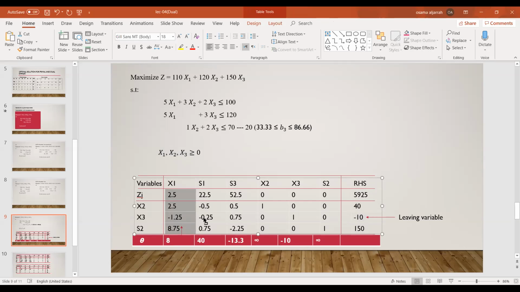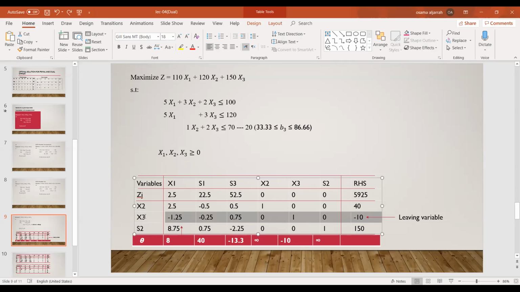So all this row over here should be divided by minus 1.25. Then you want to nullify other values over here. So this one should be 0, this one should be 0, this one should be 0, and this one should be 1. So to make it 1, I should divide the whole row by minus 1.25, then x3 becomes x1.